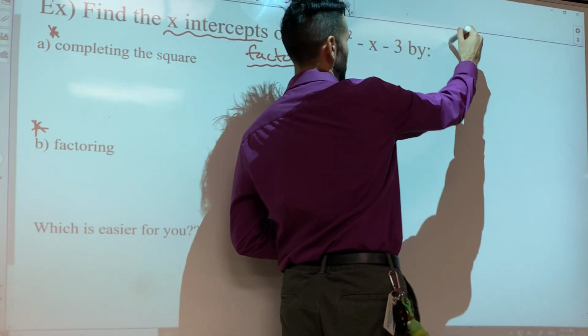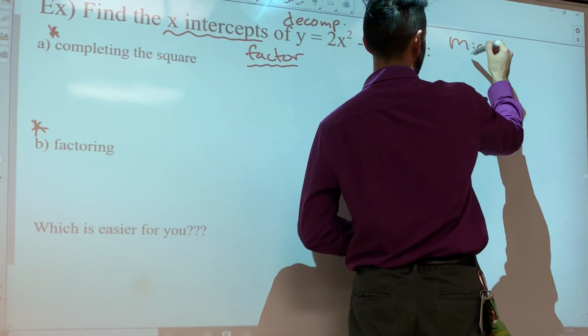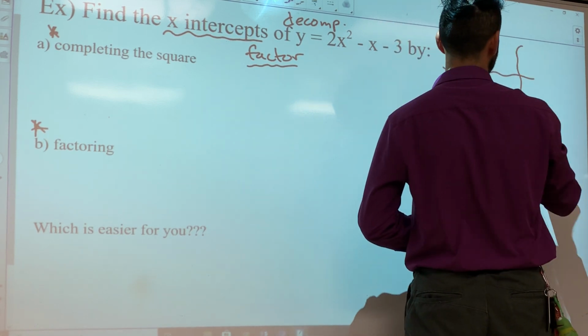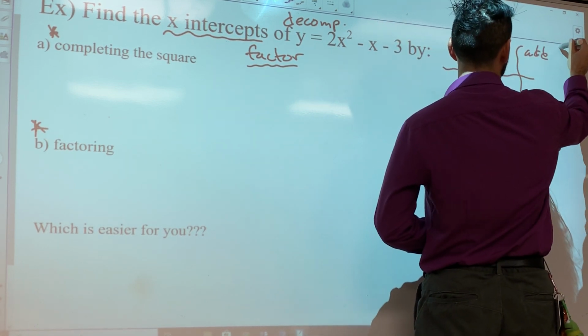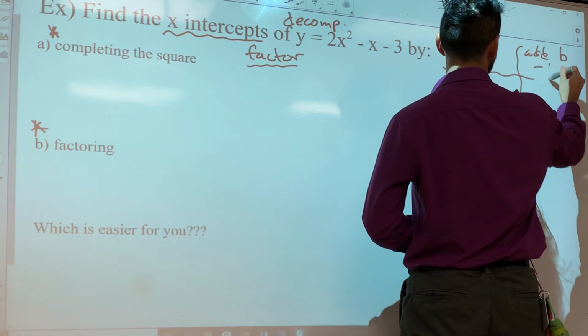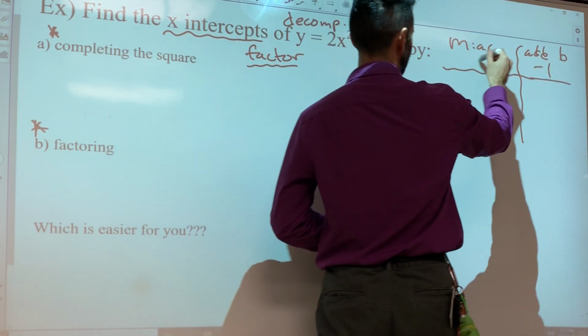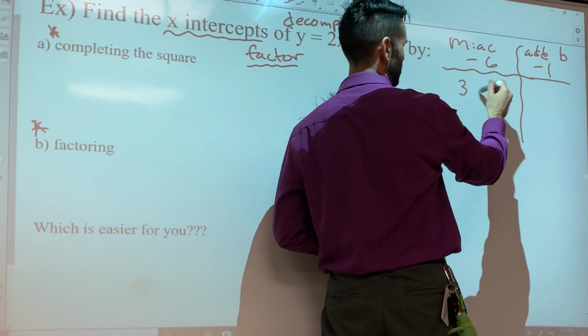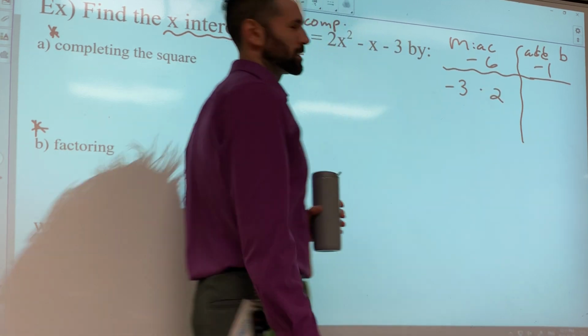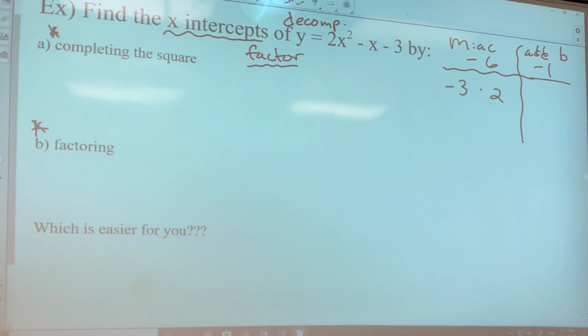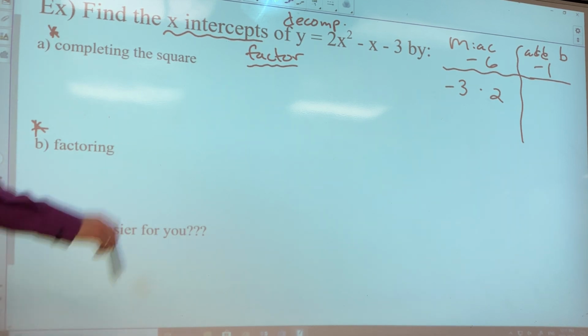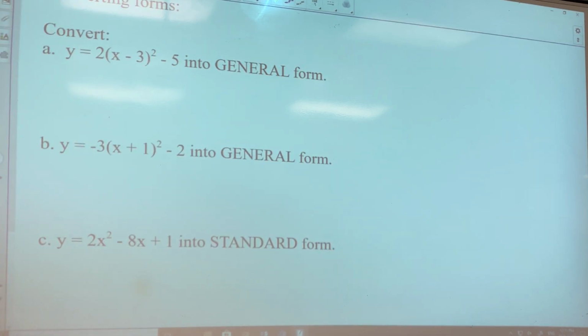So you're looking for two numbers that multiply to a times c and add up to b. What's the b term? Negative 1, and a times c is negative 6. What are my two numbers? Negative 3 and 2. Excellent. Negative 3 and 2, right? And then you would decompose. I can't reteach you the last unit, but that was the last unit. If you can, come see me after.